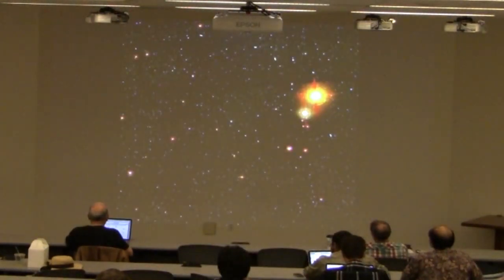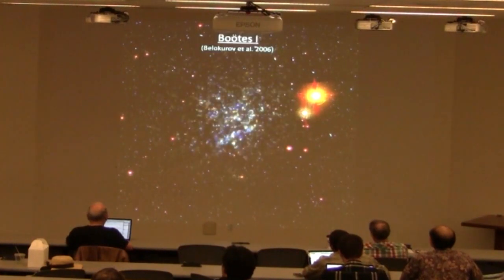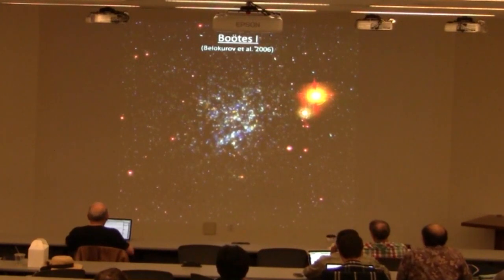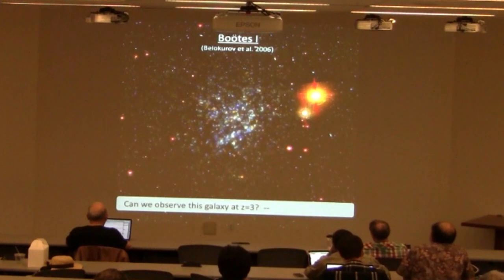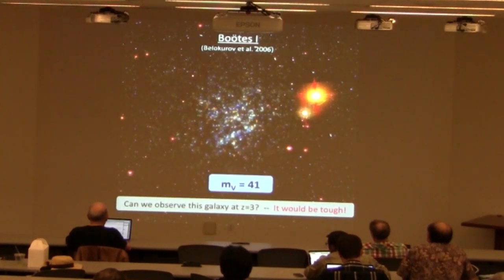So for the uninitiated, this is a dwarf galaxy. For the initiated, you might recognize this field as Boötes I. You don't actually see the dwarf galaxy until you artificially enhance the member stars from this galaxy. The question here is, can we observe this galaxy at high redshift, redshift 3, to study it directly? I think we all agree that this would be a very tough prospect, given that its visual magnitude is probably well below what we can find.